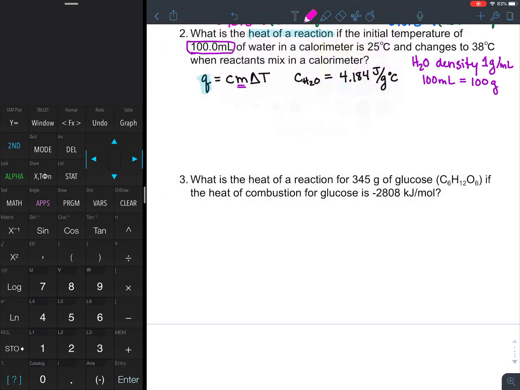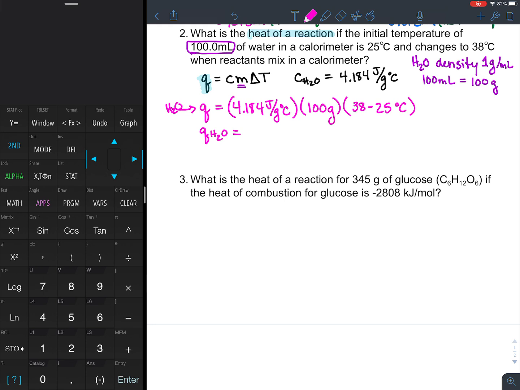All right, and we just want to plug in our values. So Q is going to be equal to 4.184 joules per gram degree Celsius times 100 grams times the change in temperature. It started at 25 and went to 38, so 38 is our final. So it'll be 38 minus 25 degrees Celsius. We're just going to go ahead and do our calculation. Now, it's important to note that this is the Q for the actual water because we're using the specific heat of water. Okay, so this is for water.